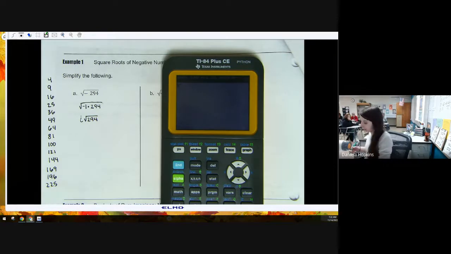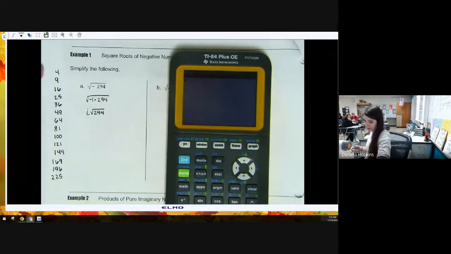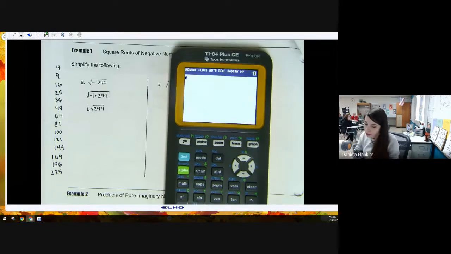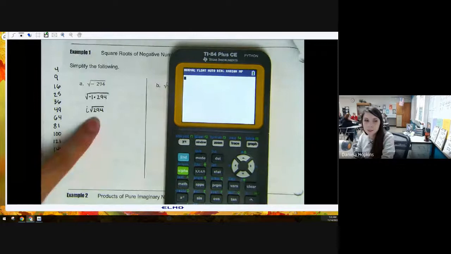The amount it goes up increases by 2 every time. 4 to 9 goes up by 5, 9 to 16 goes up by 7, 16 to 25 goes up by 9. Oh, look at you. Yeah, that's a cool pattern I never noticed. So there are ways to do it. I don't need you to memorize these, but if you have these memorized, it makes this pretty easy.